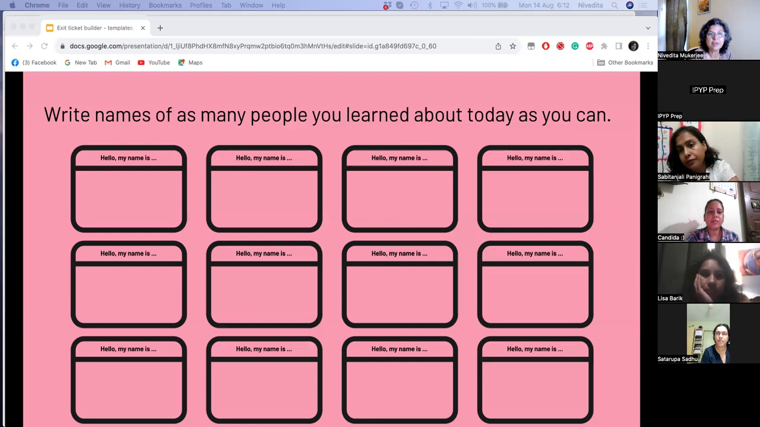I mean, like in a story, suppose Savita has told a Hindi story. Now, if you give this exit ticket, write the names of as many people you learned about today as you can. All the character names. They have to remember and think about it, and they have to be able to write the names of the characters as well, right?